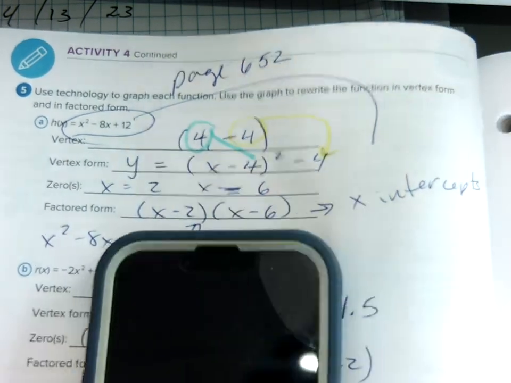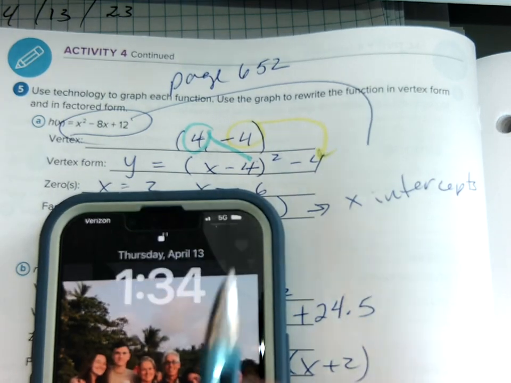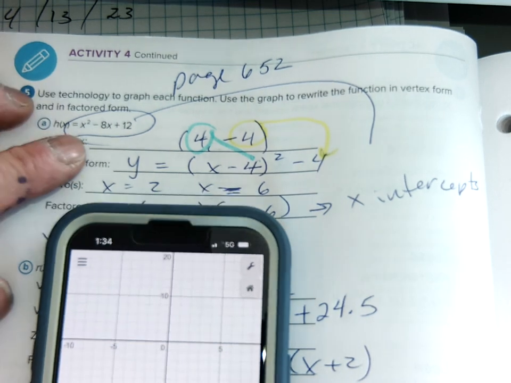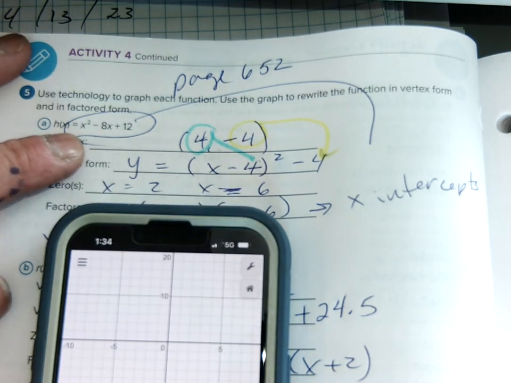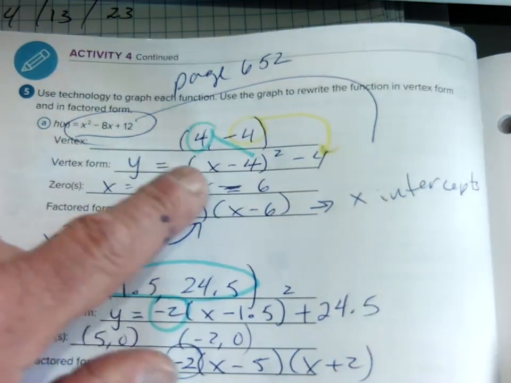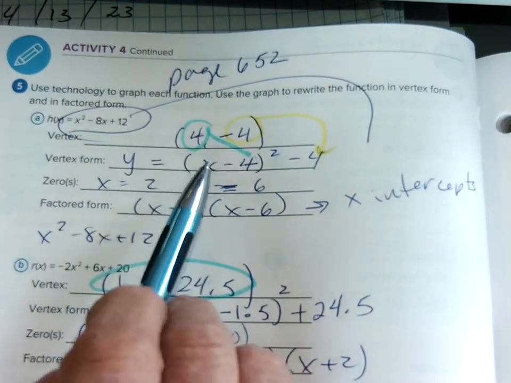We used technology, so I used Desmos and graphed it. I started with y equals x squared subtract 8x plus 12. We get the vertex to be at (4, -4). So we wrote the vertex down and then rewrote it in vertex form, okay?